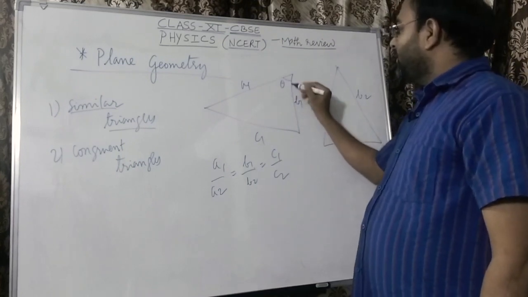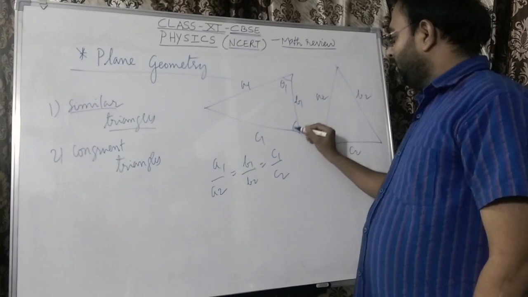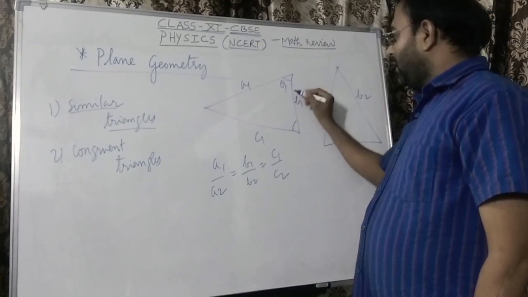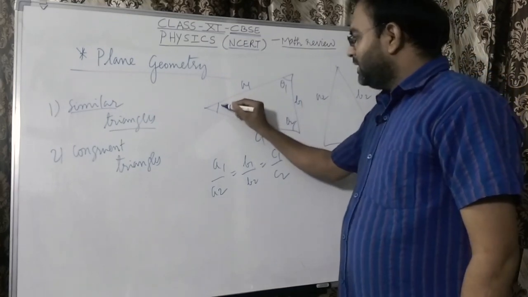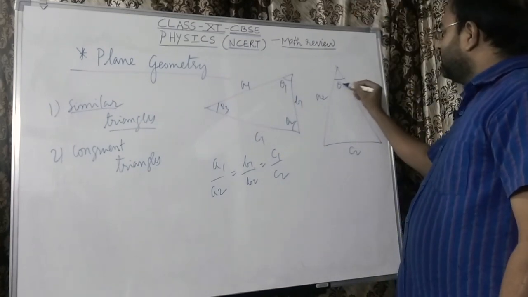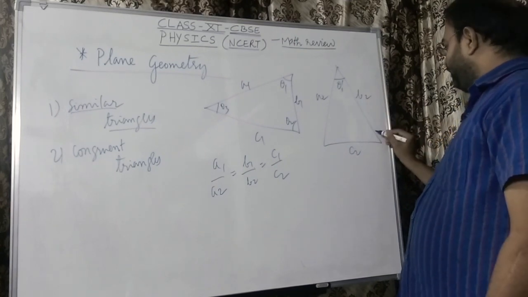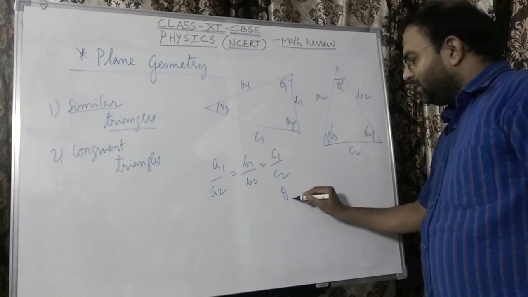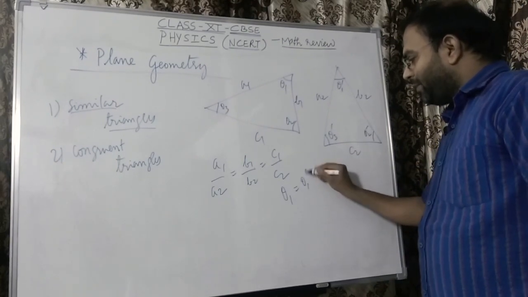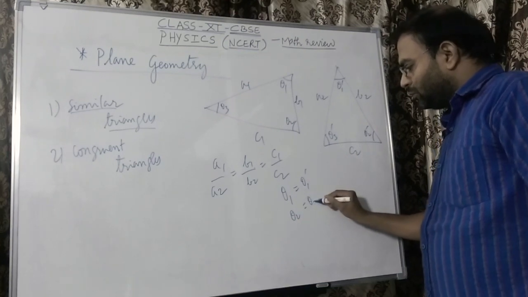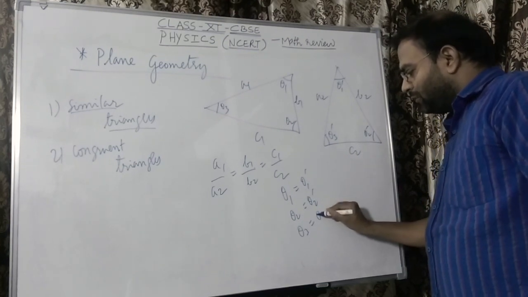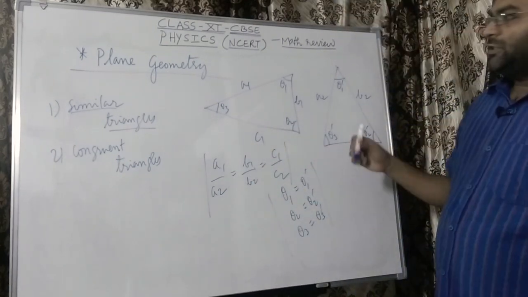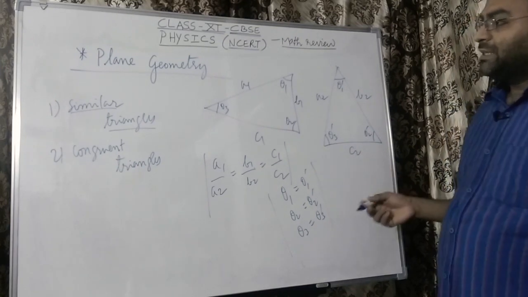That is, theta 1, theta 2, theta 3, theta 1 prime, theta 2 prime, theta 3 prime. Then theta 1 is equal to theta 1 prime, theta 2 is equal to theta 2 prime, and theta 3 is equal to theta 3 prime. If these relationships are obeyed, then two such triangles can be called similar triangles.